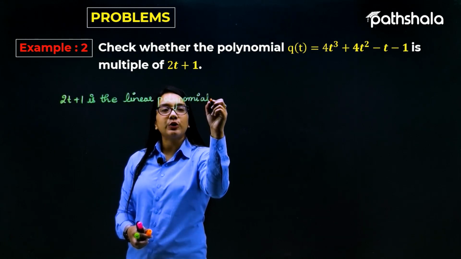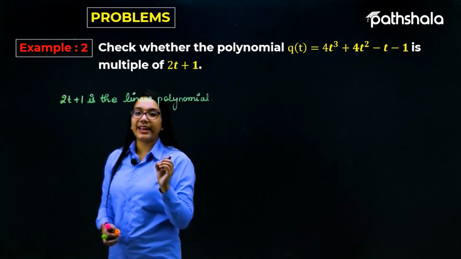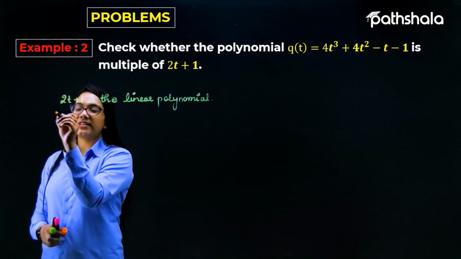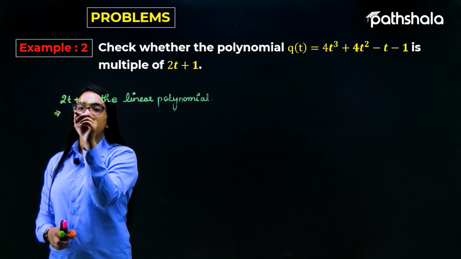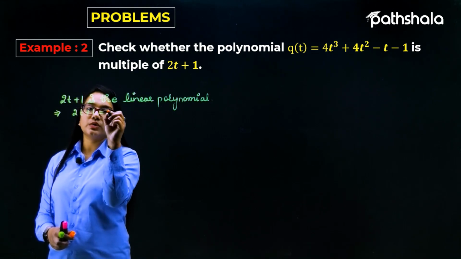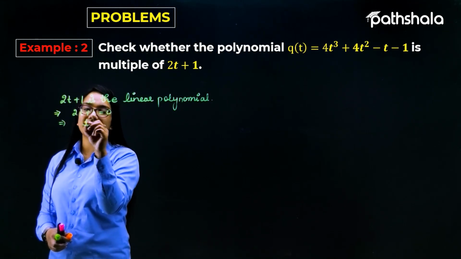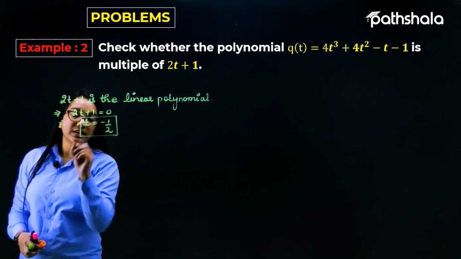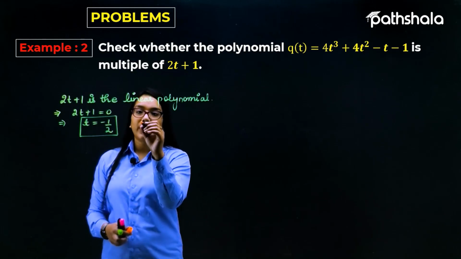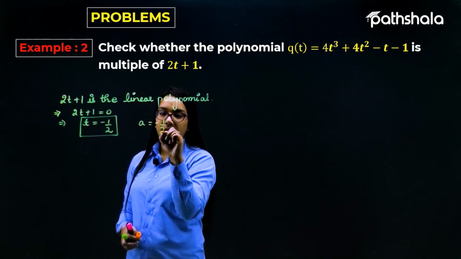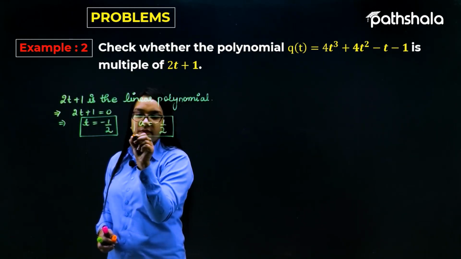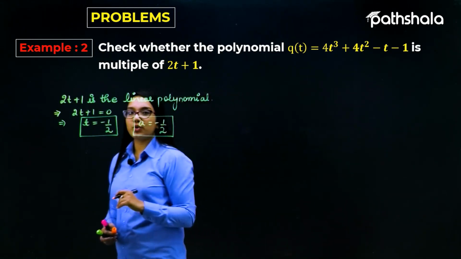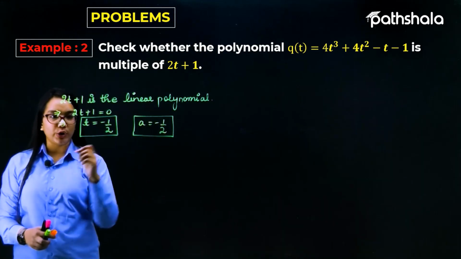So as per the remainder theorem, we have to find out the value of a. A means the zero. So we can find the zero of this particular polynomial by substituting 2t plus 1 equal to 0. We are getting the value of t as minus 1 by 2. So this minus 1 by 2 is the value a. So here a is minus 1 by 2. So substitute this value into this particular polynomial. Substitute a as minus 1 by 2 in this polynomial.